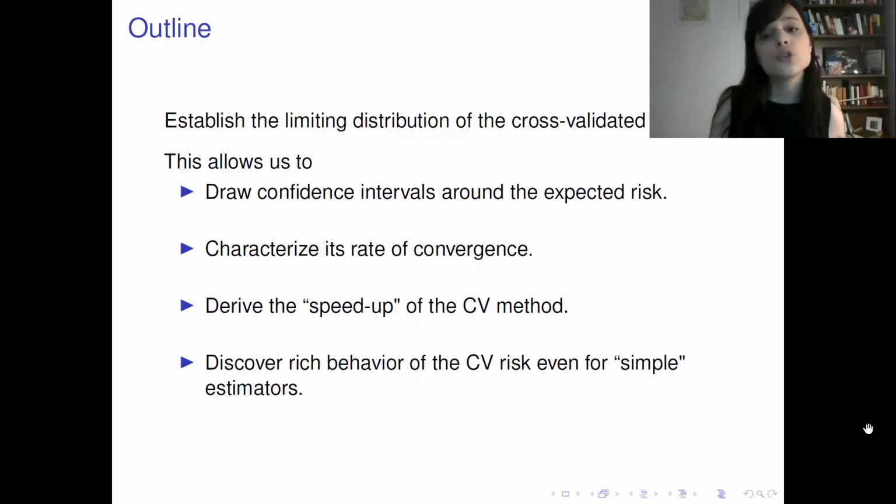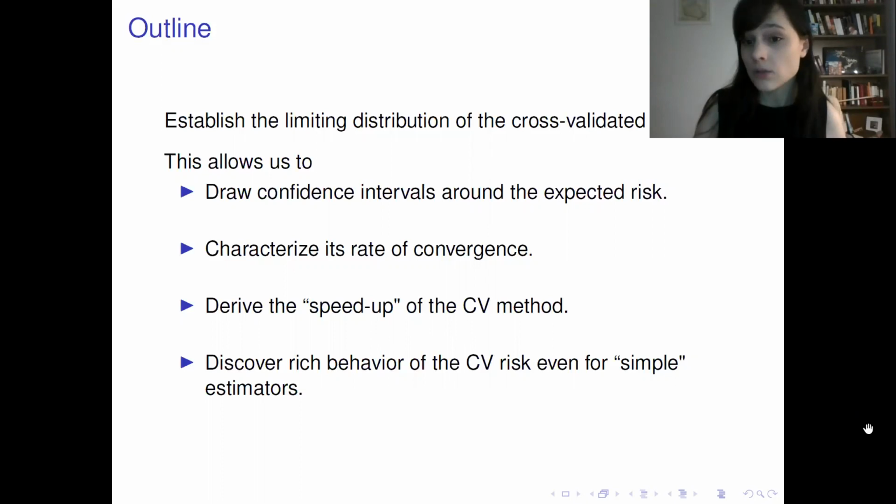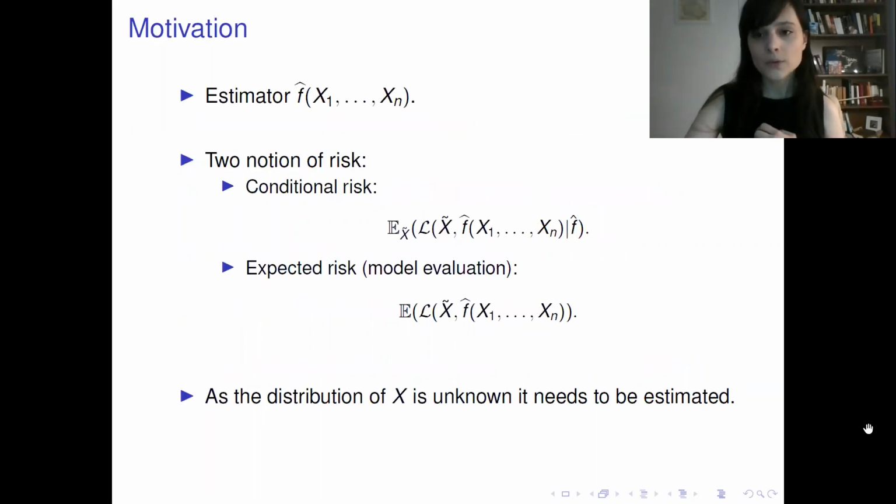And so in the paper I'm presenting to you today, we established for the first time, under general conditions, the limiting distribution of a cross-validated risk. This allows us to characterize its rate of convergence and to draw confidence intervals around the expected risk. And by doing so, we discover a rich set of different behaviors for the cross-validated risk, even on simple parametric estimators. So this is what I'm going to talk to you about today.